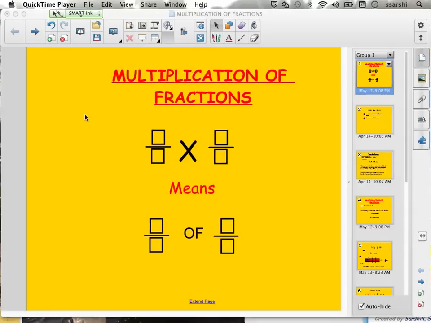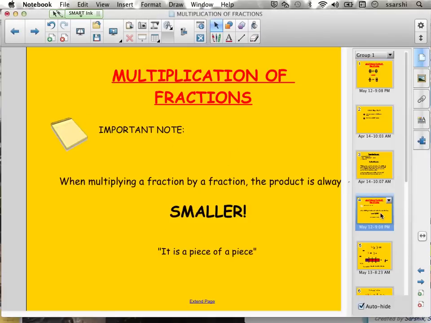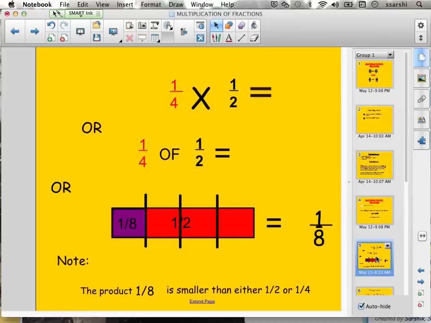This is a lesson on the multiplication of fractions. When you see two fractions multiplied together, it means one fraction is what portion of another. The times sign you can interpret as meaning the word "of." An important note to remember when multiplying a fraction by another fraction is that the product is always smaller. It's a piece of a piece.